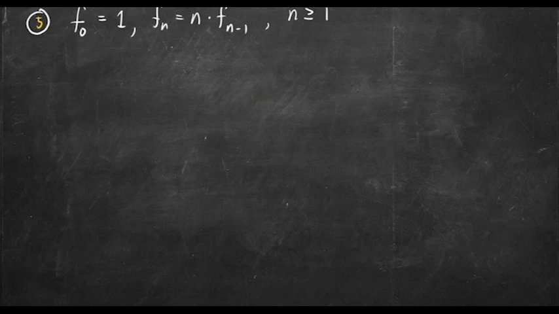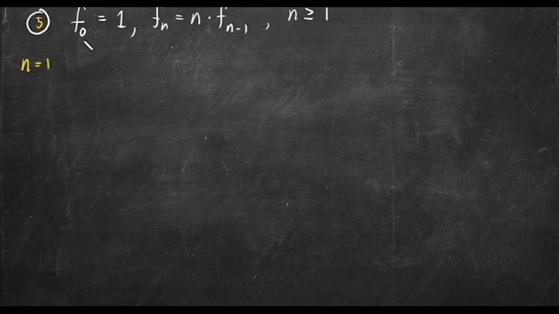Okay, let's have example number 5. We have f sub 0 equals 1. Your recursion equation is f sub n equals n times f sub n minus 1 for n greater than or equal to 1. Ibig sabihin, mag-start tayo sa n equals 1, and then 2, 3, 4.